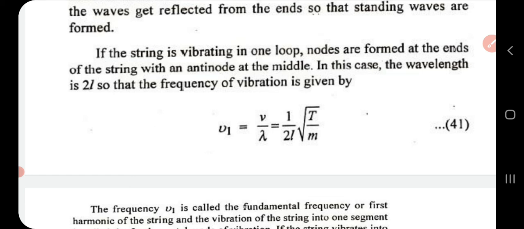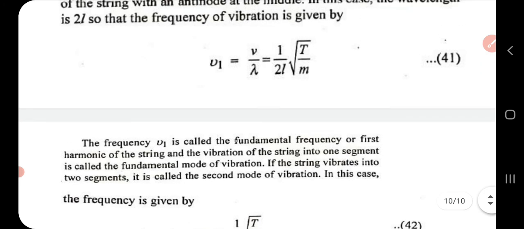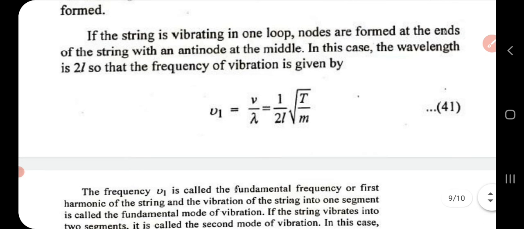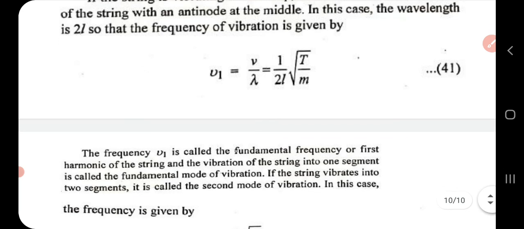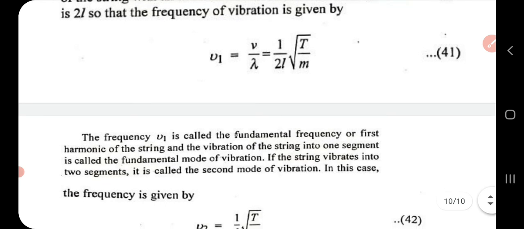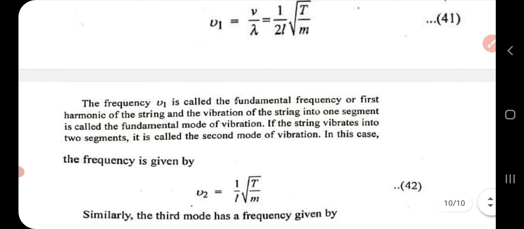In that case the frequency of vibration is given by 1 by 2L root of T by M. L is the length of the string, T is the tension developed in the string, M is the mass per unit length. Here that frequency nu 1 is given a name: fundamental frequency or first harmonic of the string. The vibration of the string into one segment is called fundamental mode of vibration.